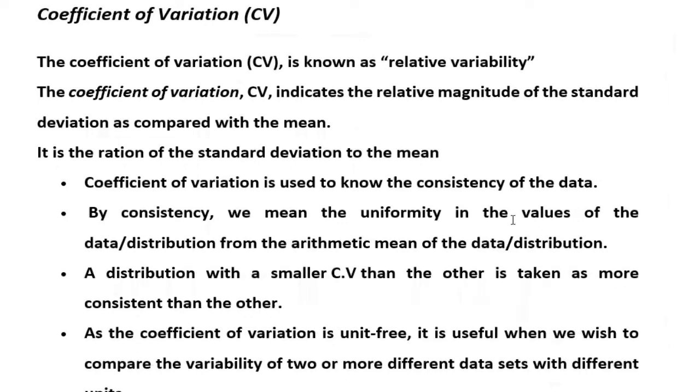Another type of measure of variability is called the coefficient of variation. This is also one kind of measure of variability, but it is the relative variability. It is the relative magnitude of the standard deviation in terms of the mean. So when you divide the standard deviation by the mean, that becomes the coefficient of variation. This is one of the important measures of variability.